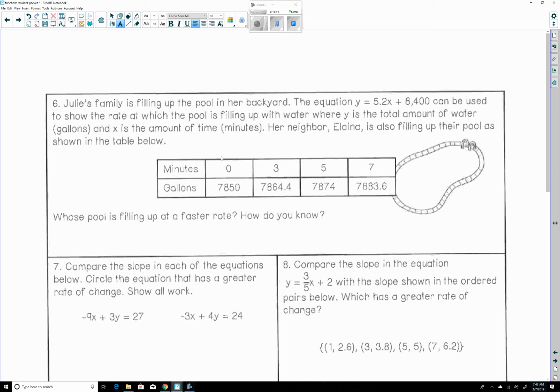So this is not a proportional relationship. I cannot just take my y's and divide them by my x's because it's not going to be proportional that way, because I don't have that 0, 0 at the very beginning. Again, hopefully that's a reminder to you. Okay, so they want to know who is filling up at a faster rate and how you know. We're going to have to find the slope or rate of change and compare.